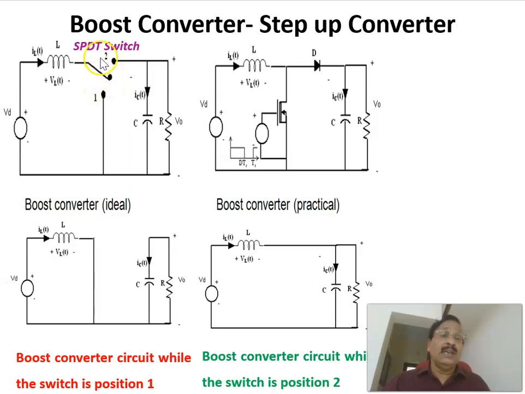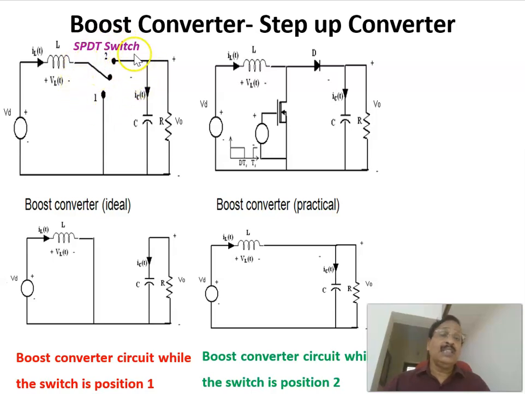Now, if you consider the same SPDT switch put in position 2, the corresponding equivalent circuit is this one. During position 1, the energy will be stored in the inductor, and during position 2 the circuit changes to this one. Whatever energy is stored will be transferred to the load. Therefore, that boosting action is taking place, and this is the equivalent circuit when the SPDT switch is put in position 2.